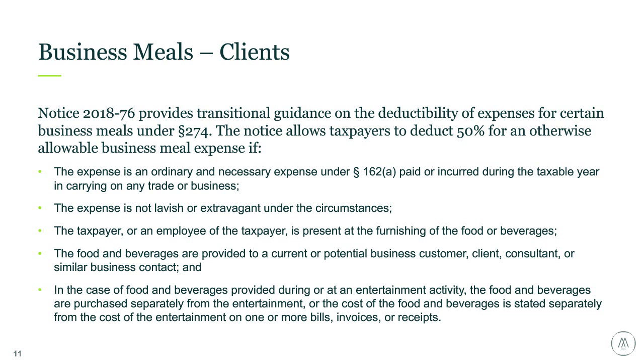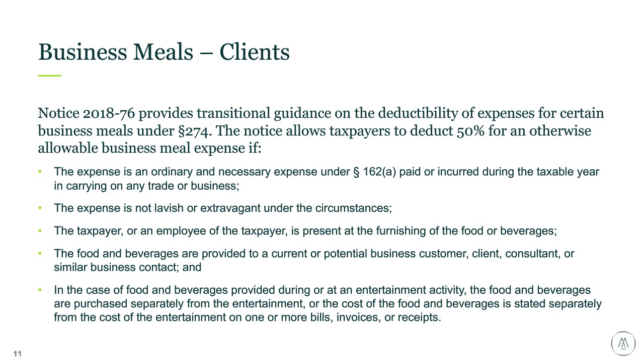But I think one of the bigger teeth about it is in the case of food and beverages provided at an entertainment activity, and this is where I think there's going to be change for a lot of the taxpayers, in a takeaway. If you and your business have a golf outing event or you have a sports facility where you have tickets, that's purely entertainment. Now, if food and beverages are served there, it has to be purchased separately from the entertainment. It has to be clearly documented, stated separately from the cost of the entertainment on one or more bills, invoices, or receipts.